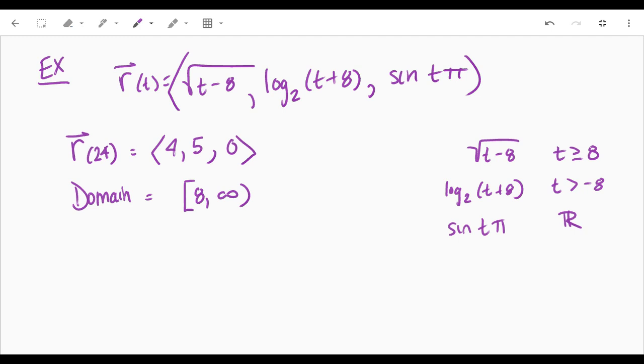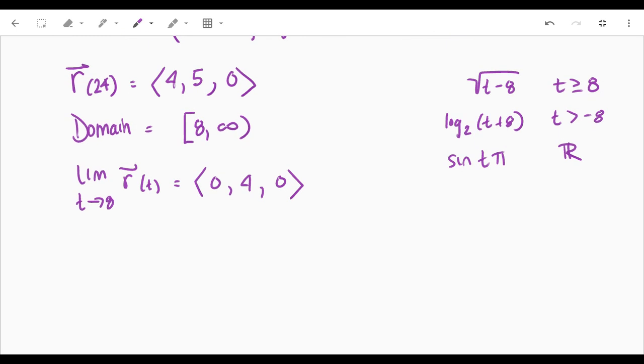Let's do your limit as t approaches 8 of r of t. So again, with this one, you think about what vector is our limit here. So as t approaches 8, we're going to 0. As t approaches 8, we're going to log base 2 of 16, which is 4. And as t approaches 8, we're going to the sine of 8 pi, which is 0.